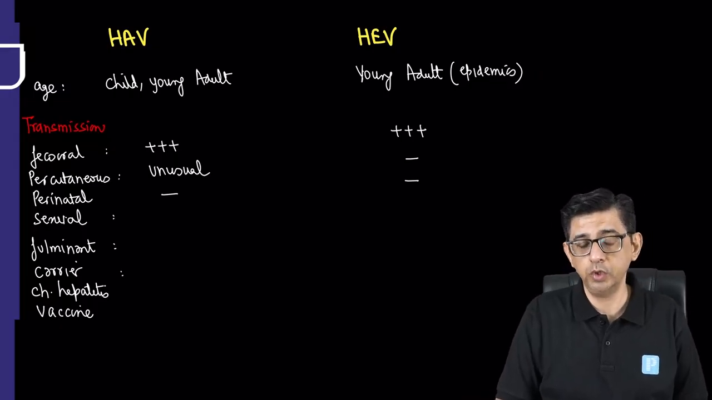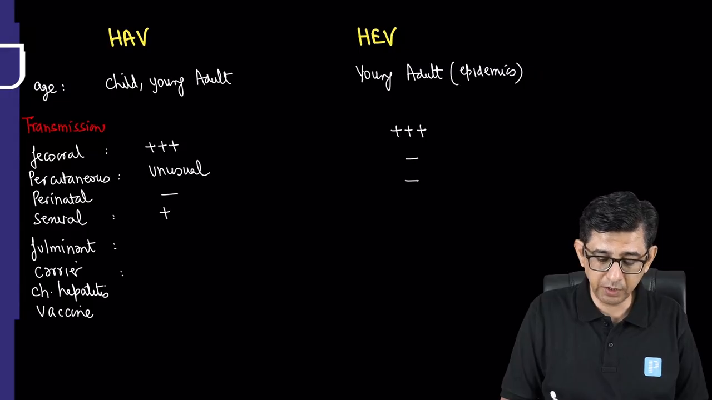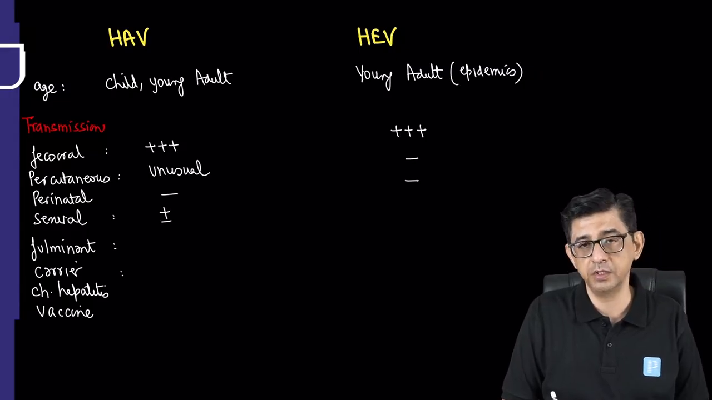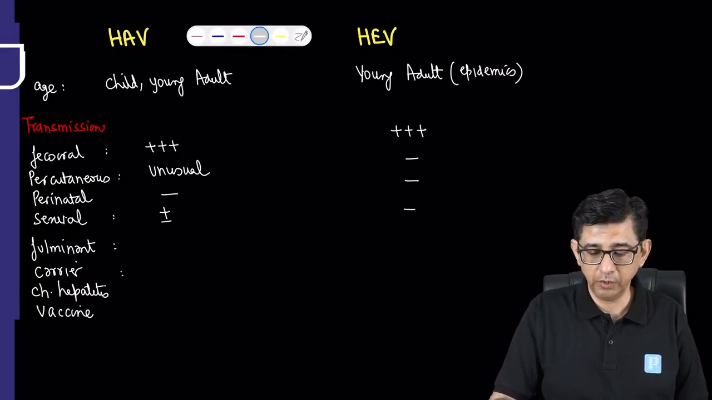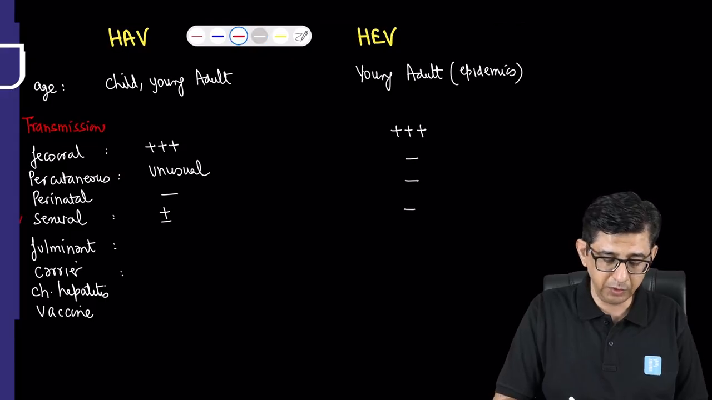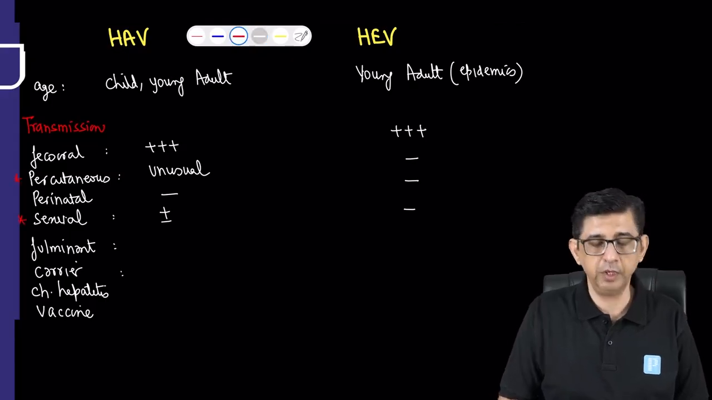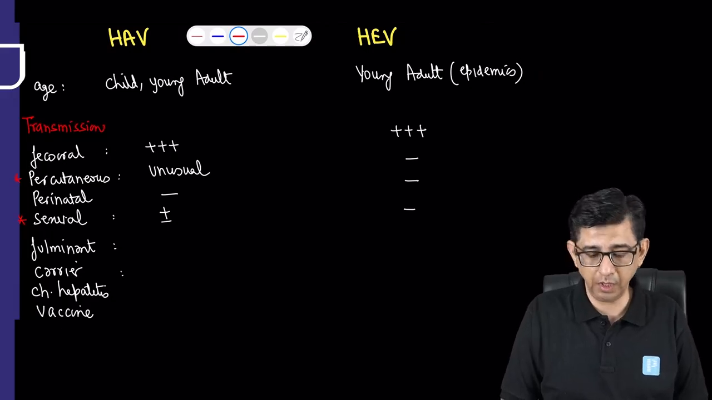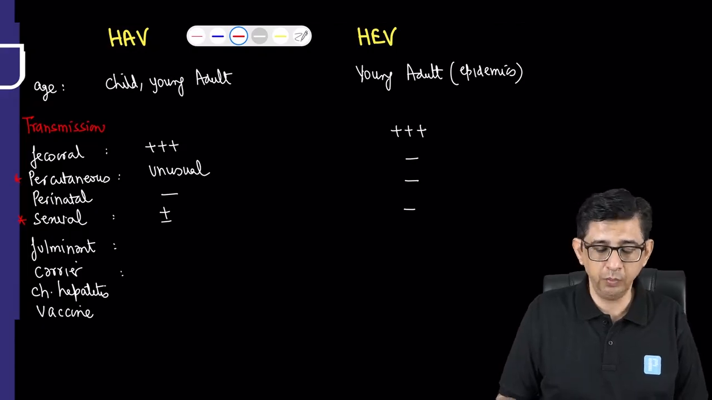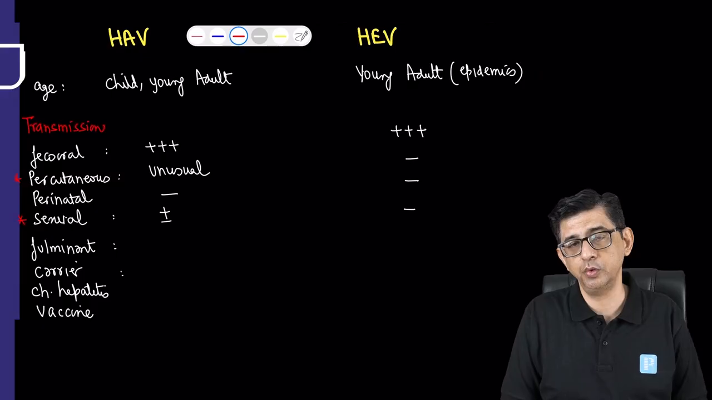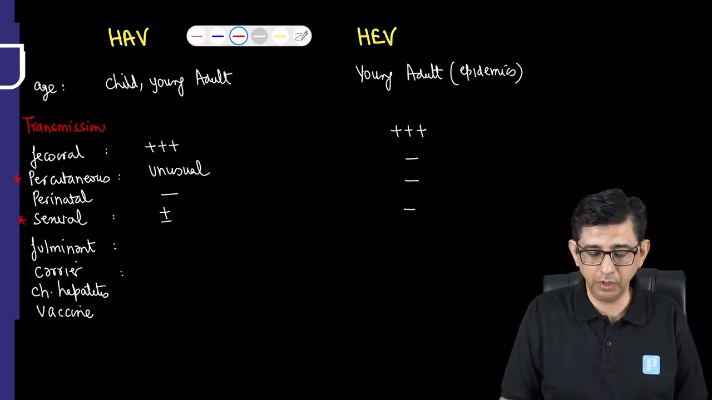As far as the sexual route of transmission is concerned, with A virus, it's written plus minus. But if you read the data for E virus, it is written minus. So I would like to highlight and make you remember the difference here. The difference is that the percutaneous route of transmission and sexual transmission are not seen with E virus. I'll repeat that once again. Percutaneous route of transmission and sexual route of transmission are not seen with E virus.